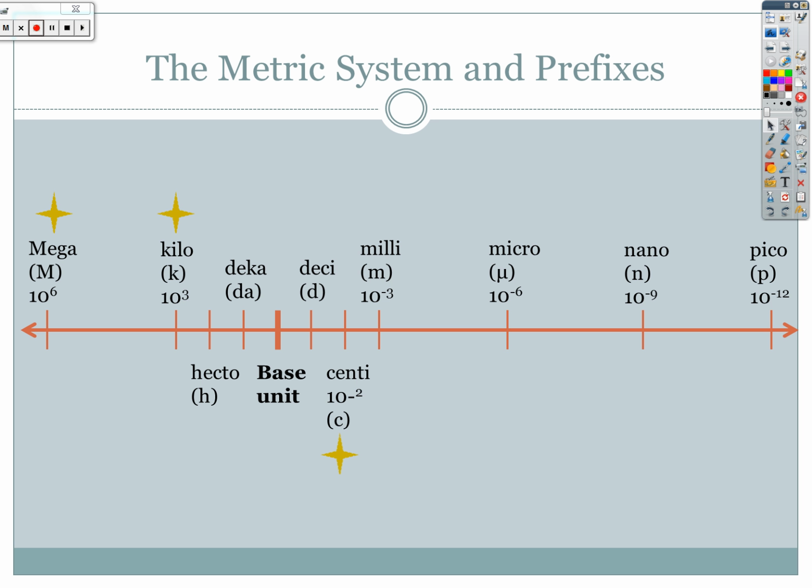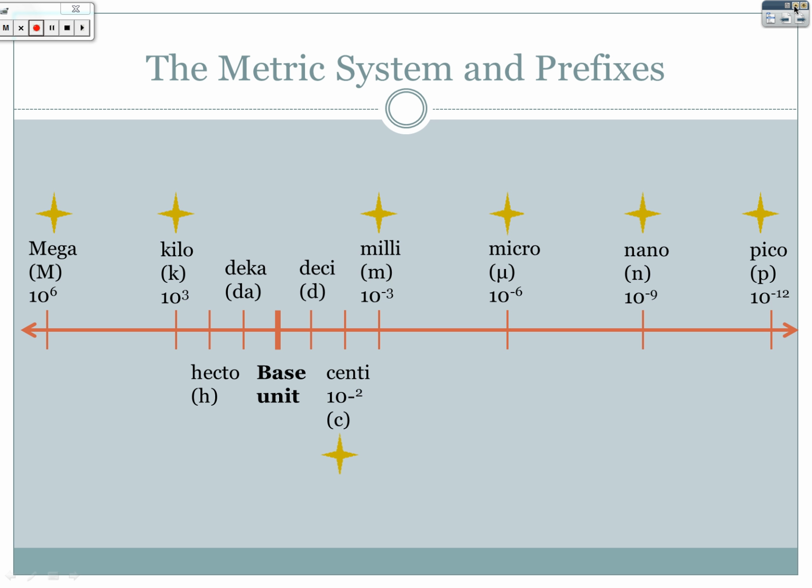On the lower side, you have centi, 10 to the negative 2. We use centi a lot in centimeters. We have milli, 10 to the negative 3. We use that a lot in volume with milliliters. We have micro, 10 to the negative 6. Nano, 10 to the negative 9. And pico, 10 to the negative 12th.